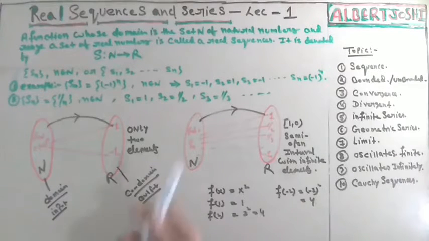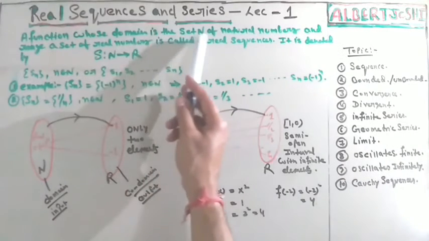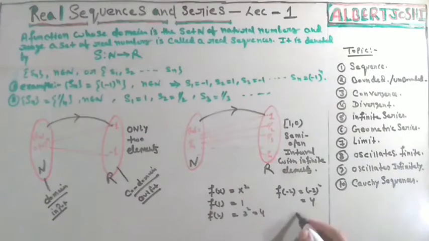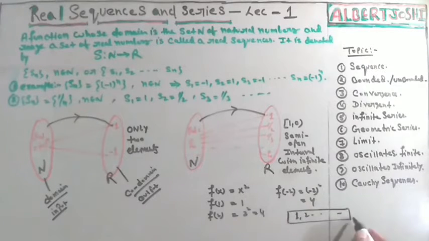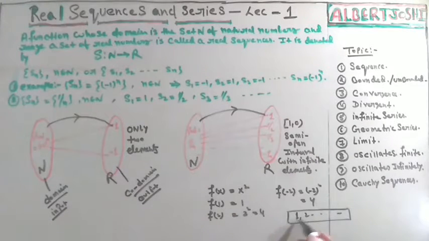So now, a function whose domain is the set N of natural numbers. What is a natural number? Natural numbers mean 1, 2, 3 and so on. Those values are called natural numbers, and they start from 1 and go to infinity.